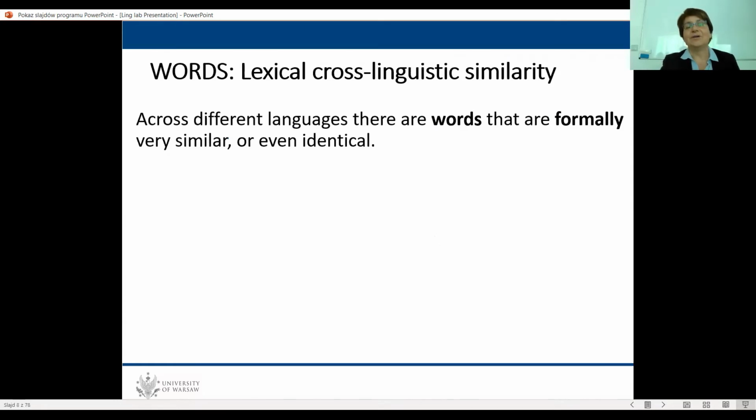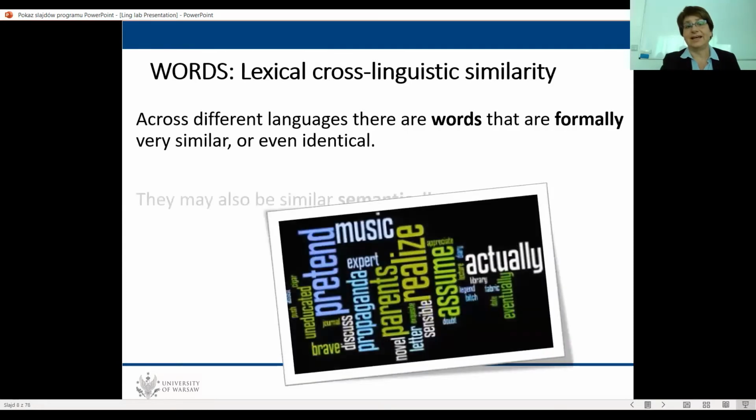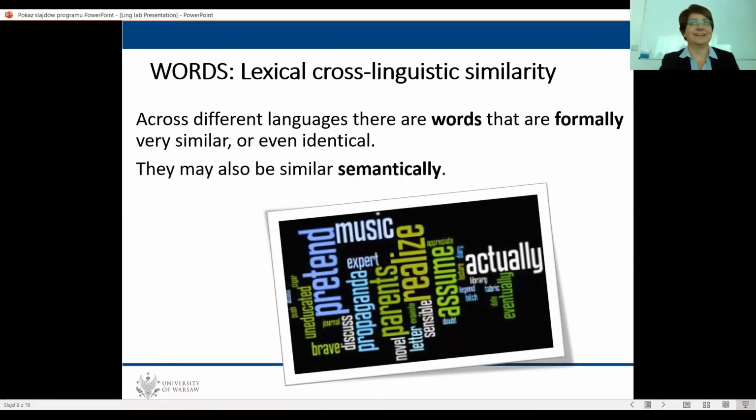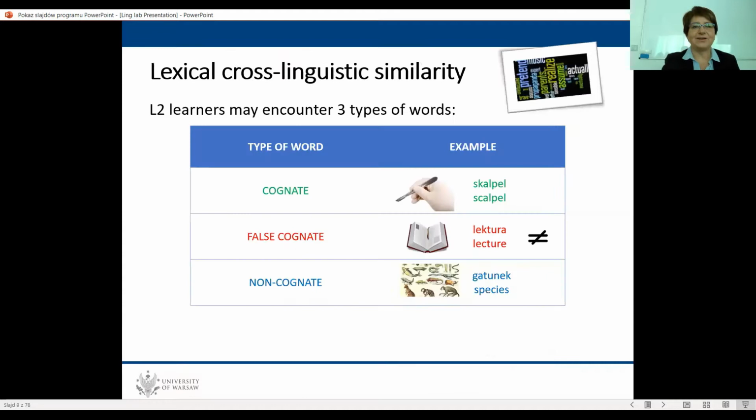Okay, so my presentation, as I said, will be about words, so lexical cross-linguistic similarity, and I will just very briefly present what types of words I mean, right? So words which are formally very similar, or words that can also be similar semantically, right? Because formal similarity doesn't always entail semantic similarity.